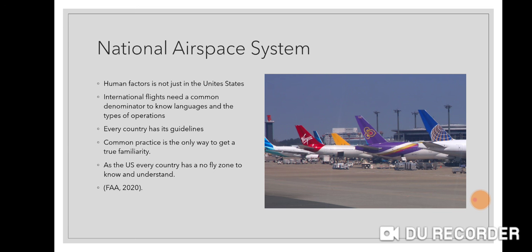The National Airspace System is another one, just because it involves more international operations. It's a wake-up call that human factors isn't only in the United States. Companies flying internationally need a common denominator of language and how to operate. Every country has its own specific guidelines, but English is the main language of aerospace. Common practice is the only way to get true familiarity with how to fly internationally. As in the U.S., every country has a no-fly zone as well, so that's just another implementation of human factors. We have to know that our common practices should be other countries' common practices.